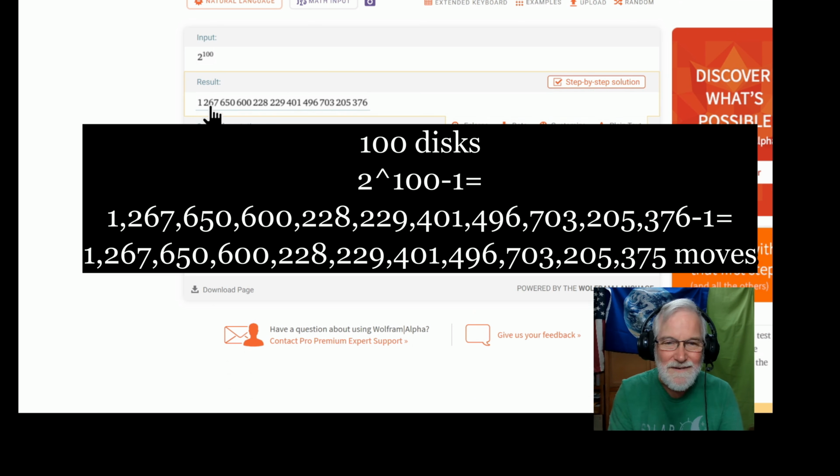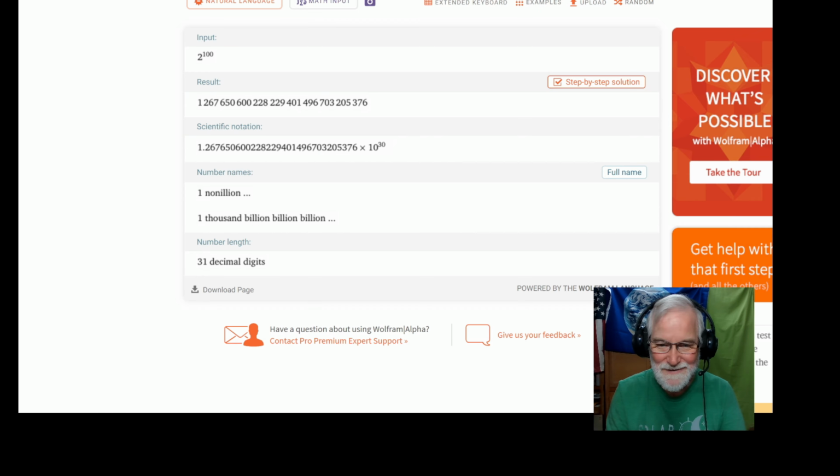1 nonillion, 267 octillion, 650 septillion, 600 sextillion, 228 quintillion, 229 quadrillion, 401 trillion, 496 billion, 703 million, 205,376. And then to get the answer to how many moves it would take, I subtract 1, so that ends up at the end here as 375. So that's the complete answer.